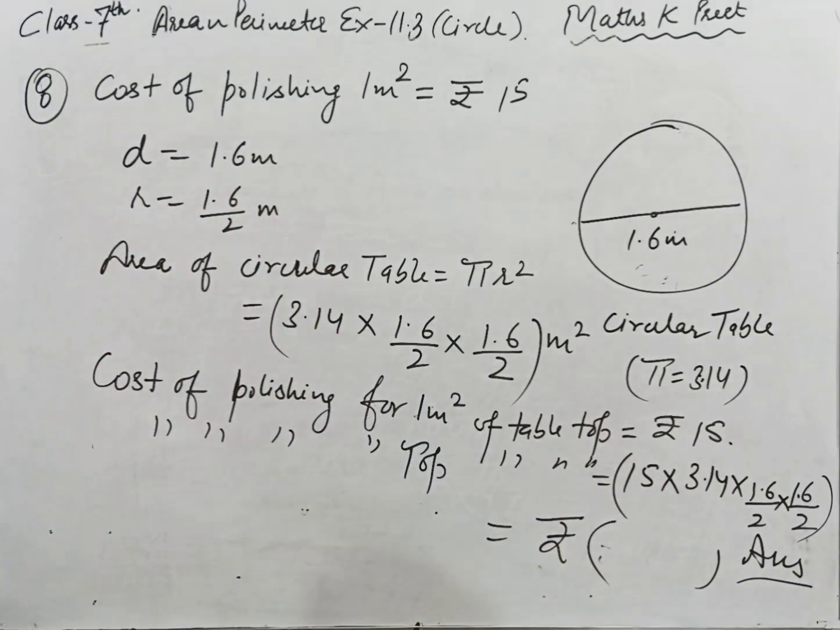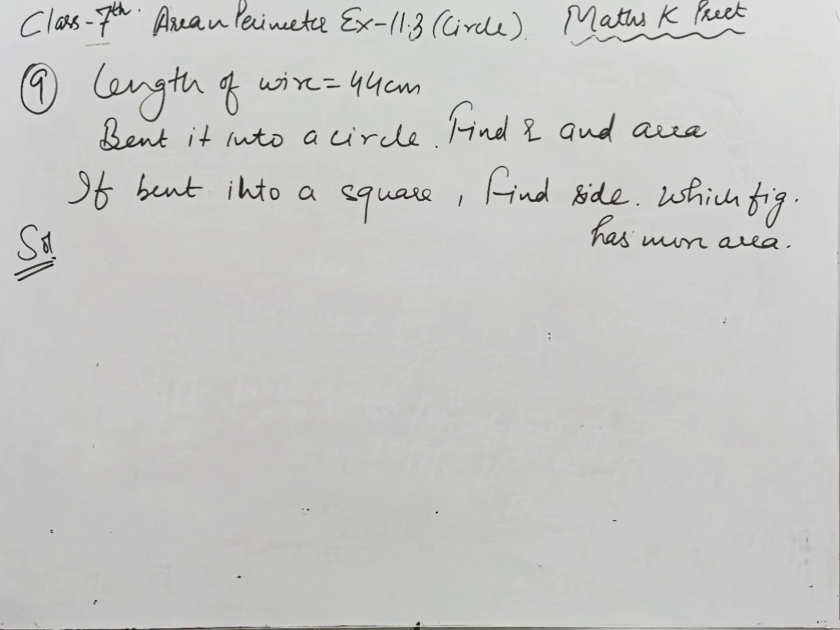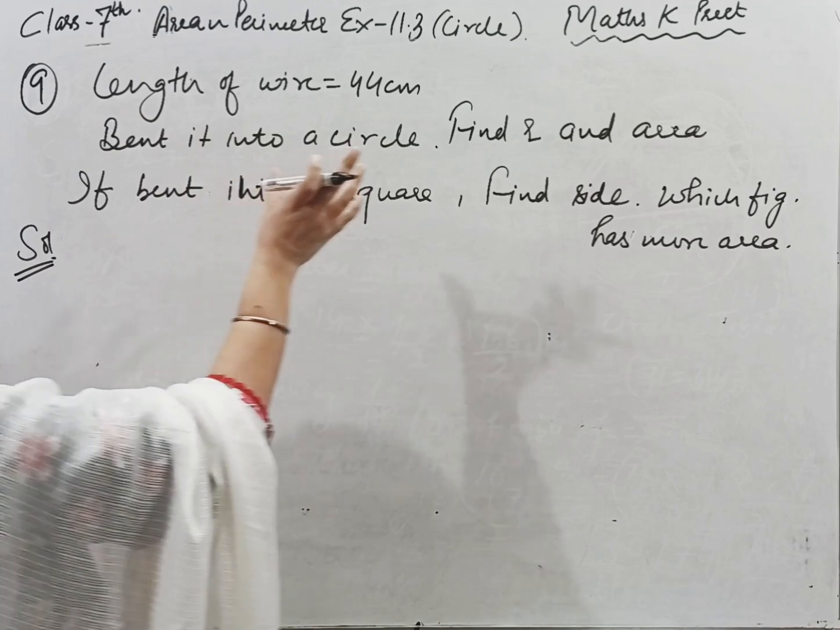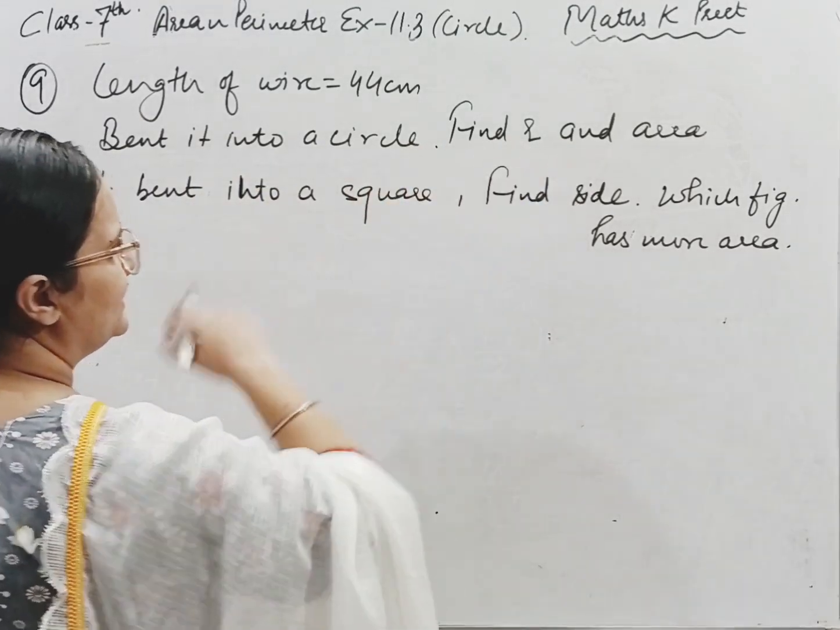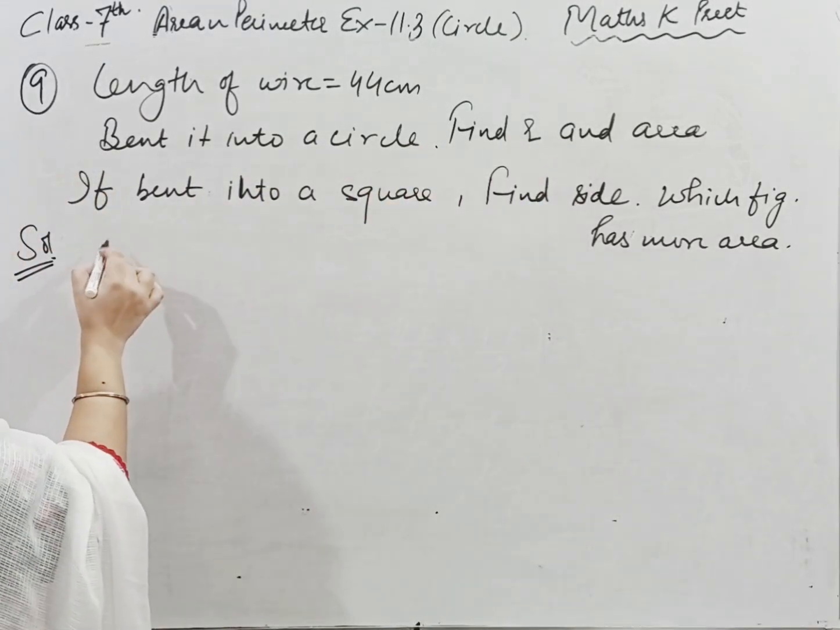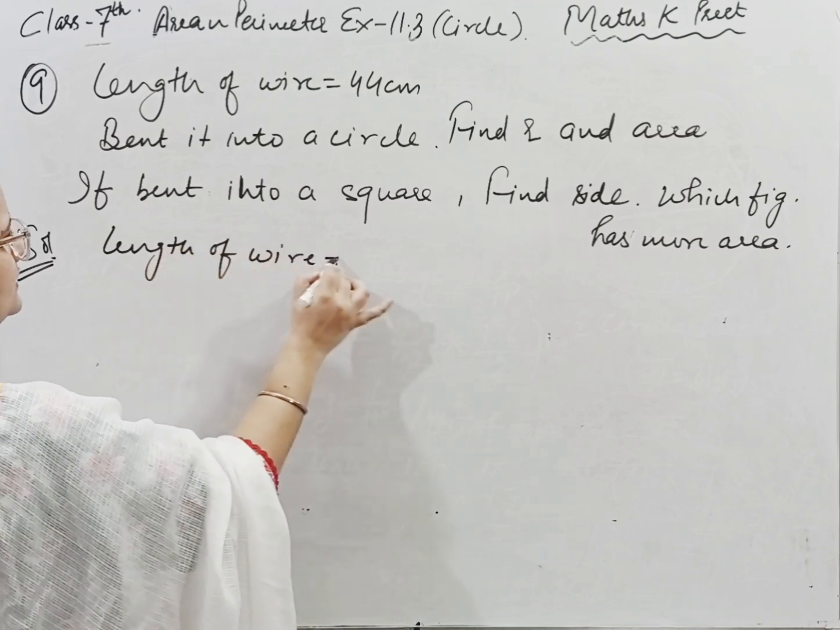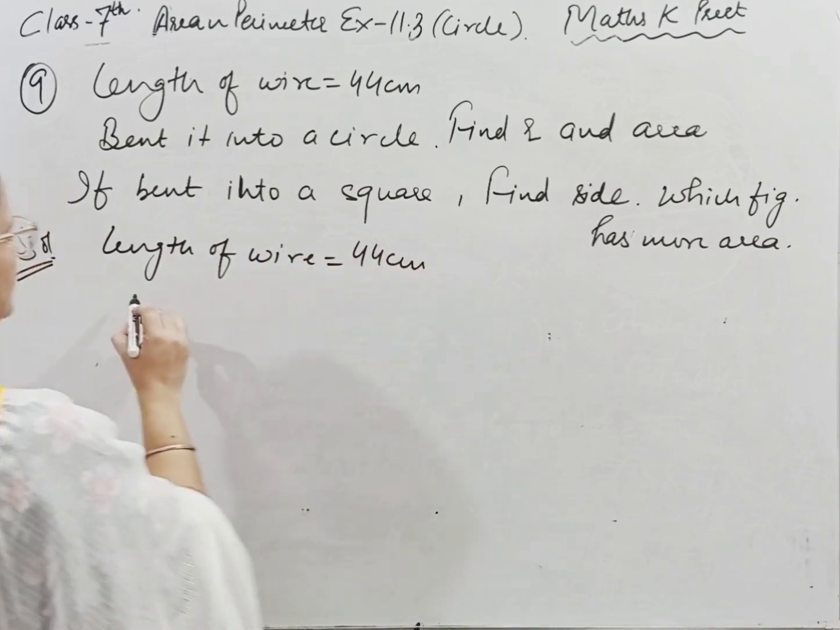Let's see question number 9. So in question number 9, given length of wire is 44 centimeters. From this wire, a circle is made and we have to find the radius and area of that circle. So we will write length of a wire is equal to 44 centimeters.